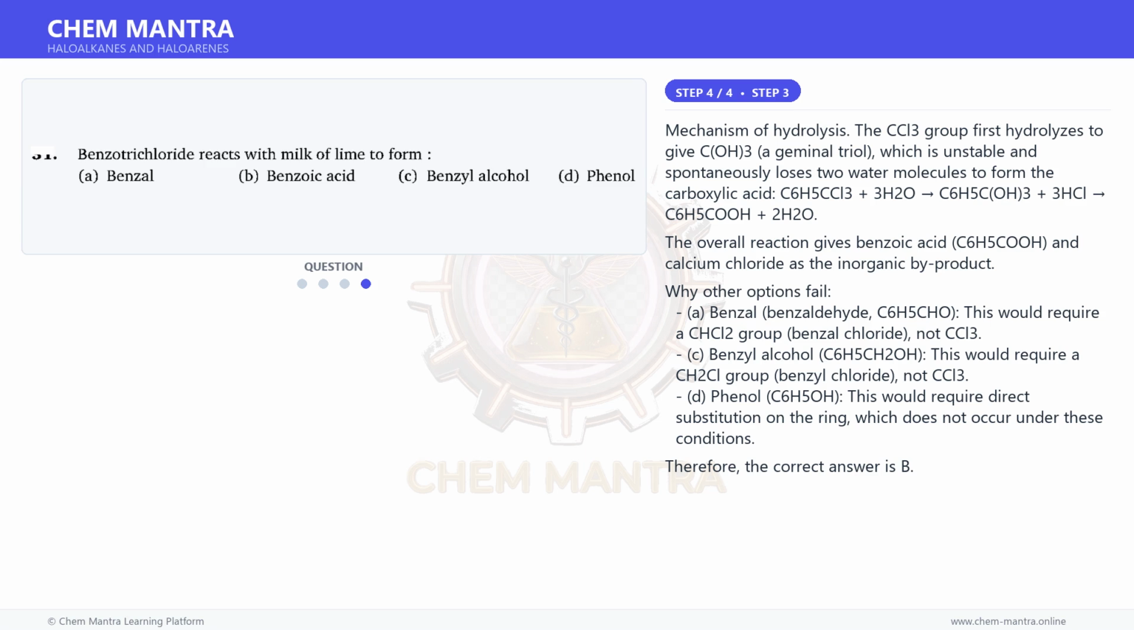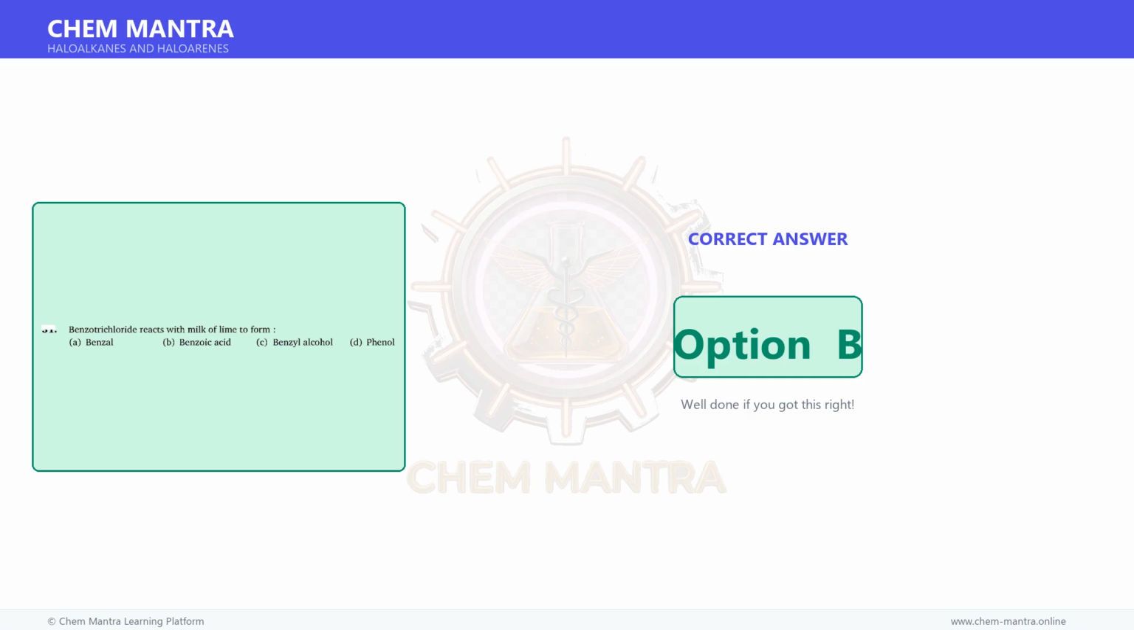D. Phenol, C6H5OH. This would require direct substitution on the ring, which does not occur under these conditions. Therefore, the correct answer is option B.